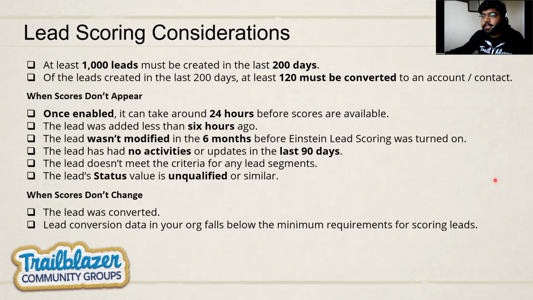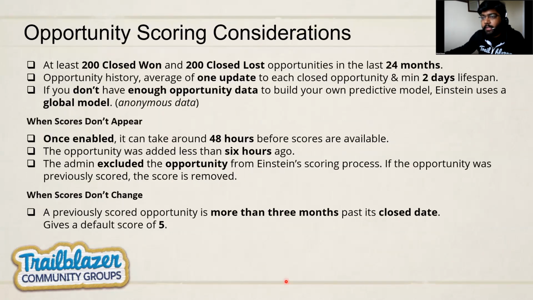So these are some considerations which you should remember from the exam point of view. Then the same for opportunity. Only the high level things differ, otherwise it is almost the same, but you can read through. You should have at least 200 opportunities which are won and 200 lost in 24 months, so it can analyze these 400 records and give the prediction. And there should also be some history on those opportunities to track what we talked about, how frequently the stages are changing. If the stages are changing very frequently, that is also tracked.